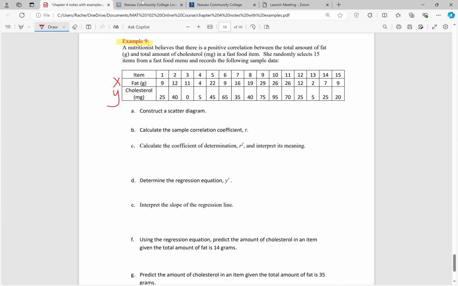And just like we've done before, you have to enter your X variables into a list and then your Y variable into a list. So you guys can pause here, take a minute, enter your data values into your calculator. And I'm just going to make a note that I put my fat content in list 3, and then list 4, I put the cholesterol. And you guys can feel free to put these data values in whatever list you like.